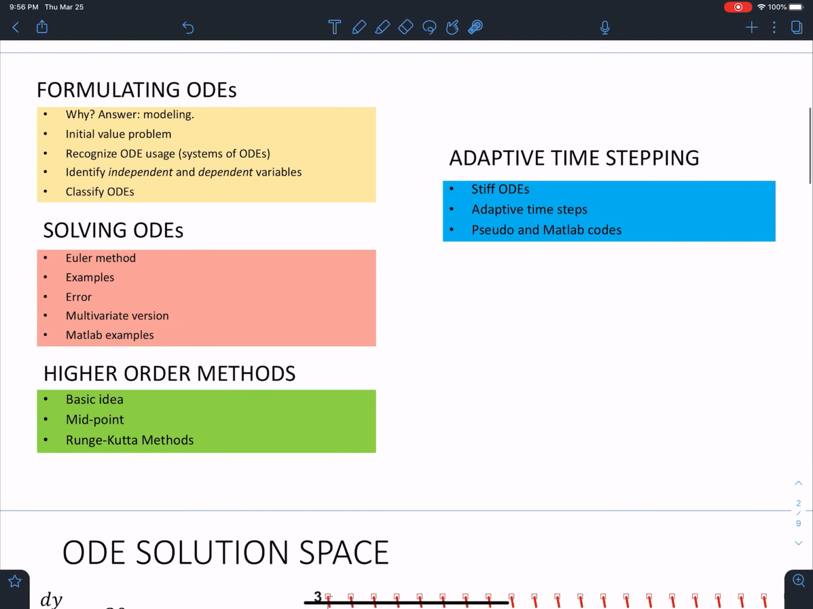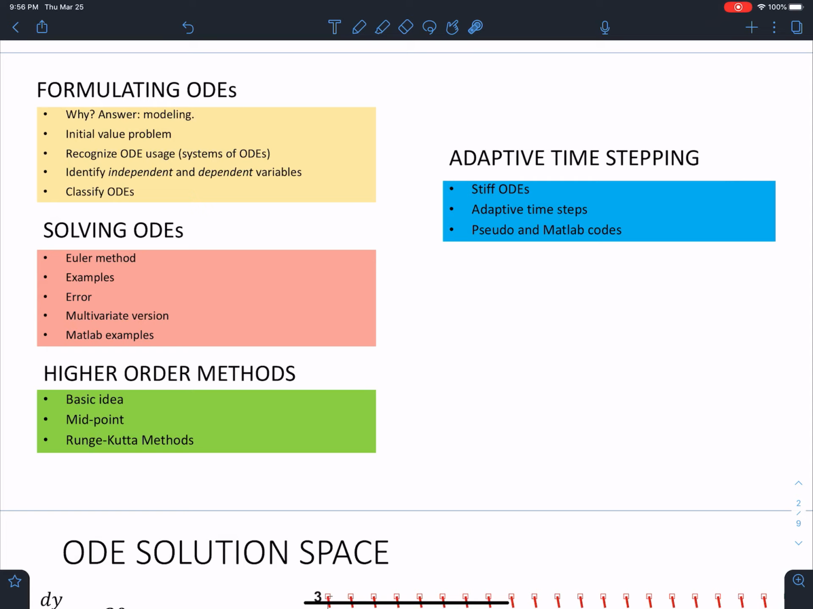So here's an overview of what we've done so far. We've begun by formulating ODEs, understanding what ODEs are, why we want to use them, describing the canonical numerical ODE problem, which is called the initial value problem, and learning the different types of ODEs and so on. We have then begun discussing how to solve ODEs using the basic Euler method. We saw some examples. We talked about error, the multivariate version of the Euler method, and so on.